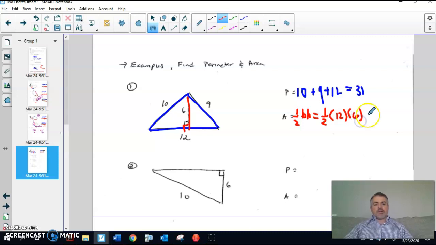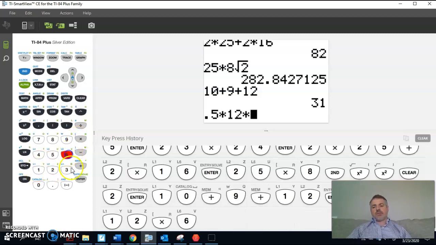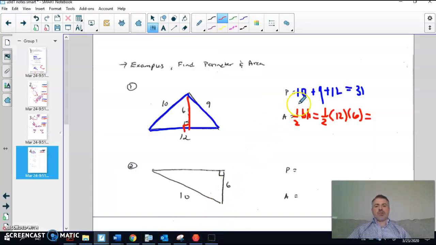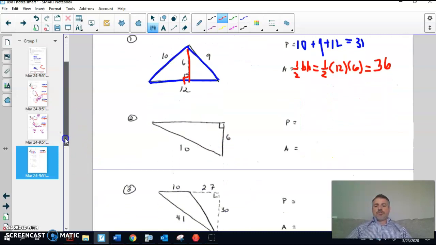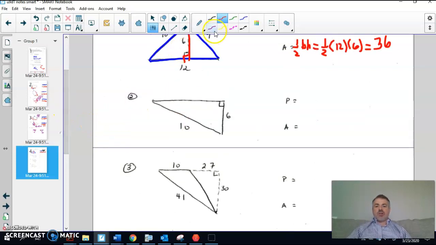So this, and if you want to do that on your calculator, you could do 12 times 6 divided by 2, or you could do half of 12, then multiply that times 6, or you could do 0.5 times, I'd probably do 0.5 times 12 times 6. So don't forget about the 0.5. So 0.5 times 12 times 6. And plug it in just like that, and there you got your area of 36 units squared. So again, that's the amount of squares that fit inside. 36 squared units.